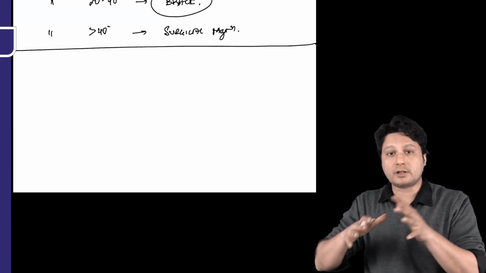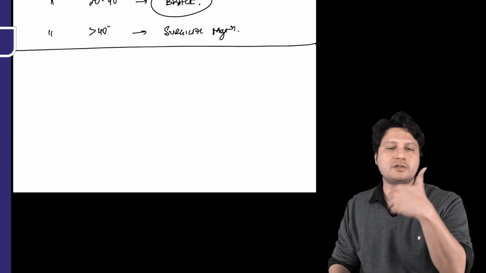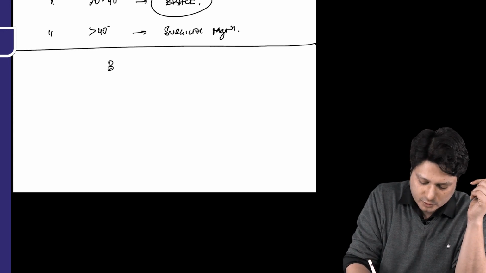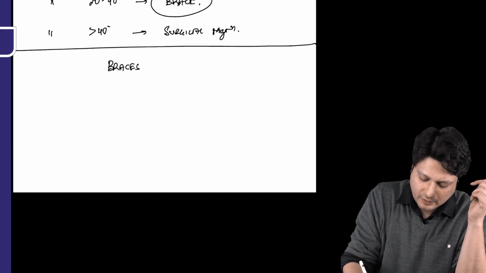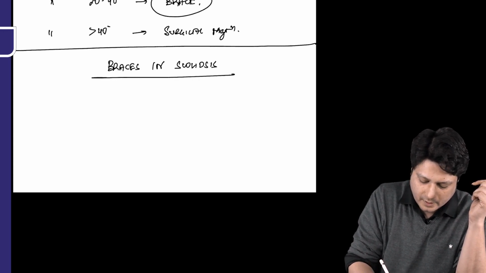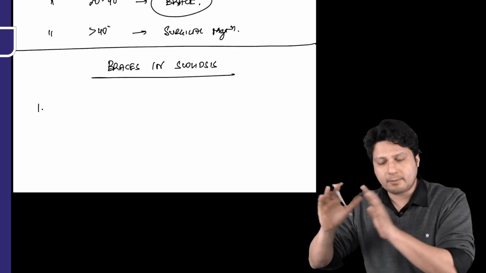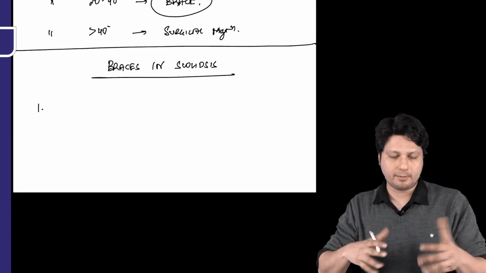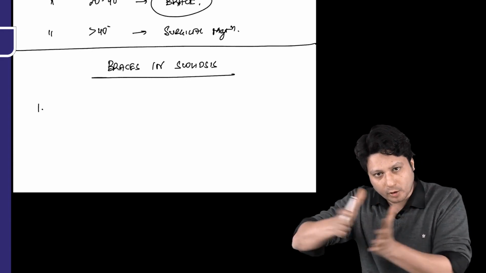Because this is something, not the surgical management. Braces is something which is likely to be asked from you in your examinations. So, as far as braces in scoliosis are concerned, the first thing that you have to remember is 2 points. Point number 1, which is extremely important, is that brace in scoliosis is not used to correct the deformity. Brace in scoliosis is used to limit the progression of the disease.